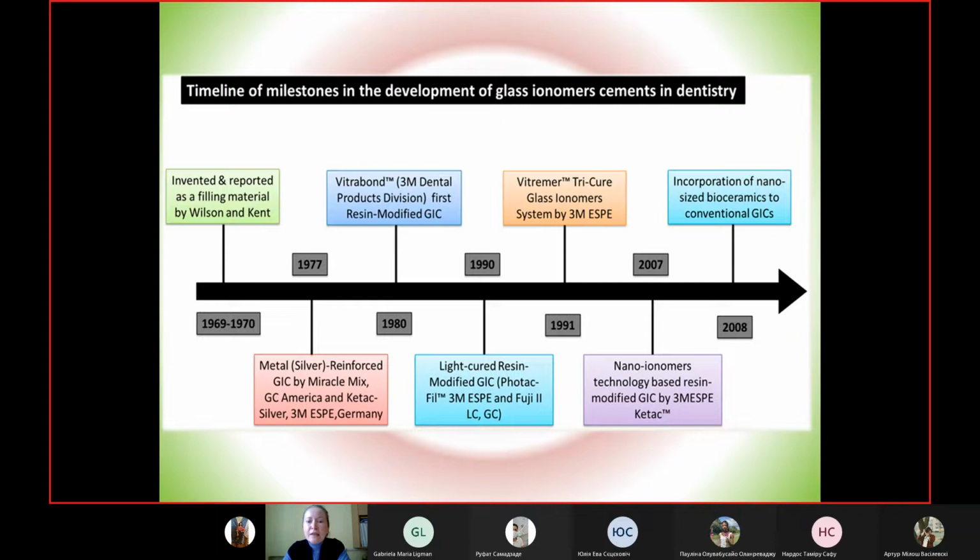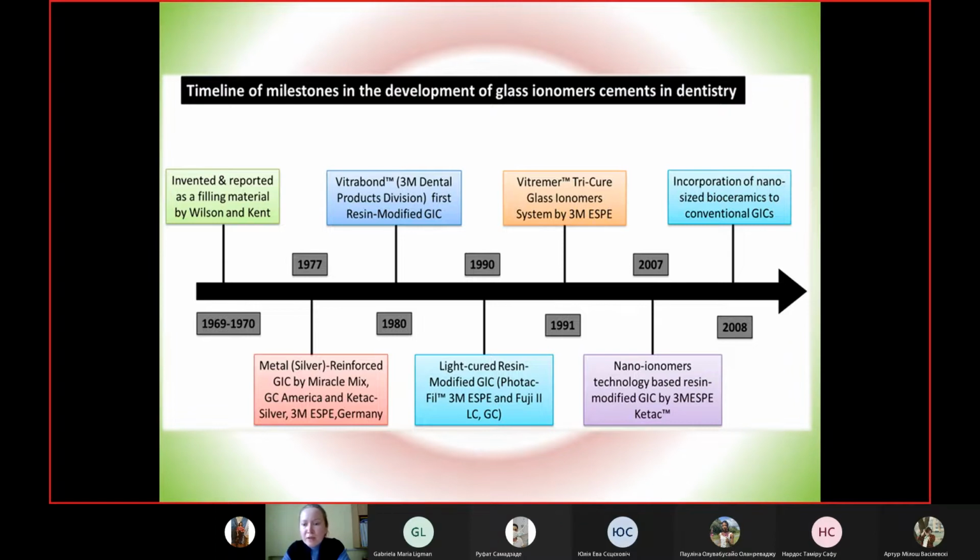They could even be used as second-class restorations from that time. And pay attention that as development proceeded, they were not only chemically activated materials like the conventional ones, but they started to be light-activated materials, and at first they were dual-activated materials. Both chemical and light-curing activation were used.